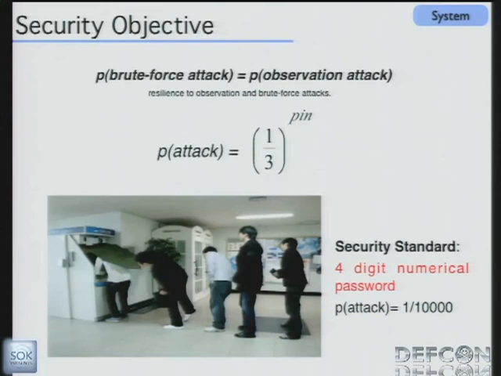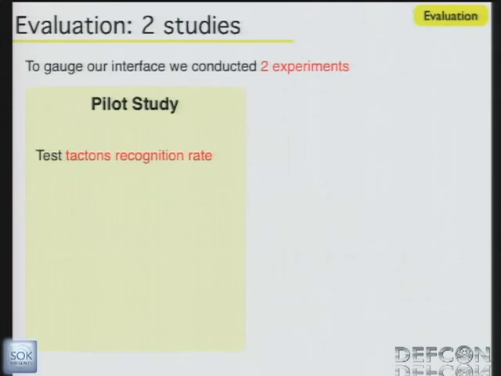Now, there's three separate tactons, so the password essentially forms a trinary code, like binary, but with three possibilities. And the probability of a guessing attack on any password is one over the number of possibilities to the power of the number of digits in the PIN. So if we have a standard numerical password of four decimal digits, that's a 1 in 10,000 probability of a brute force success per attempt. So it's clear that with a haptic PIN with three tactons, our PIN is going to need to be longer than a decimal PIN.